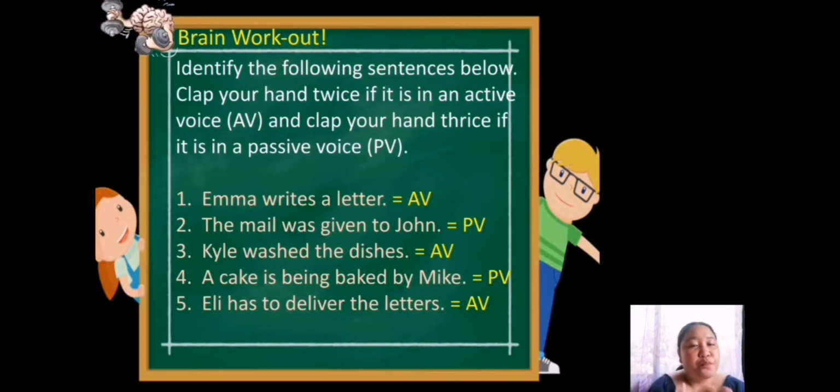1, 2. For the fourth one, a cake is being baked by Mike. It is in a passive voice. So 3 times. 1, 2, 3. And number 5, Ellie has to deliver the letters. It is in an active voice. So 2 claps. 1, 2. Very good. Okay, I think we can now proceed.